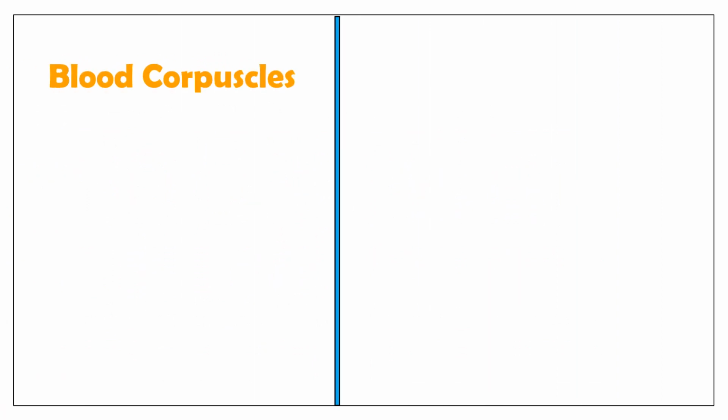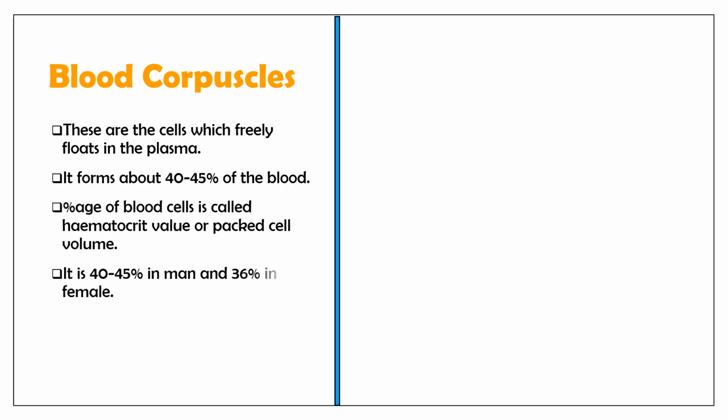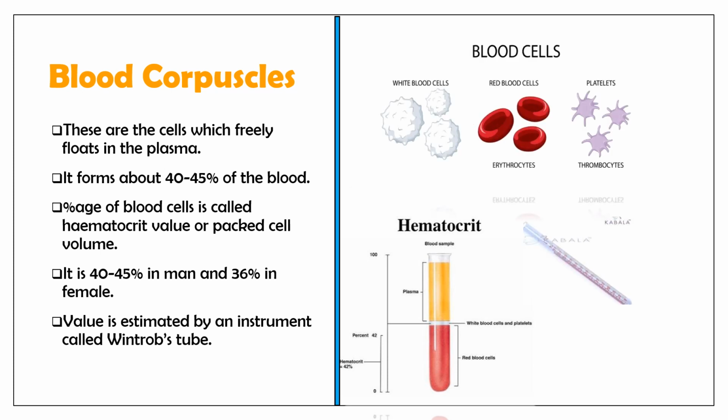So let's discuss what blood corpuscles are. These are the cells which freely float in the plasma. They constitute about 40 to 45% of the blood. The percentage of blood cells is called the hematocrit value. So how much blood cell volume is present in a fixed amount of blood is known as the hematocrit value, also known as packed cell volume.